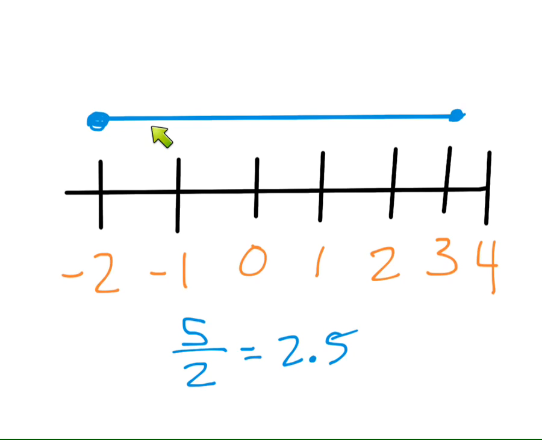2.5, right? 1, 2, 3, 4, 5 units long. So I need to go over 2.5 units, and it's there. Okay? But that's the distance of the midpoints.